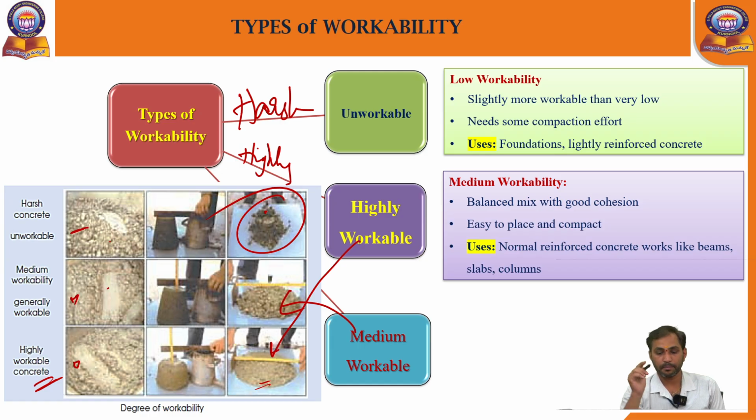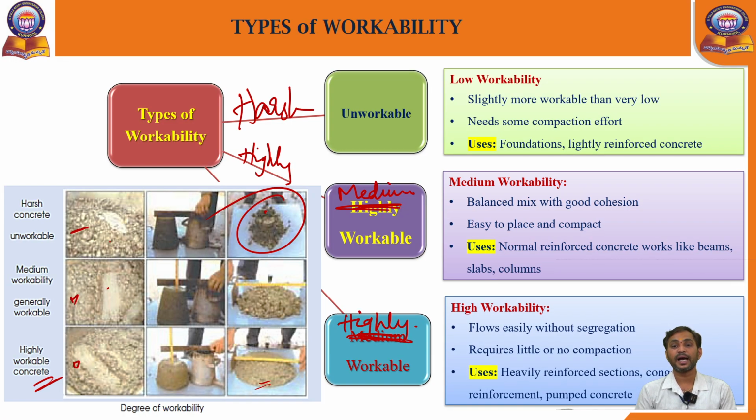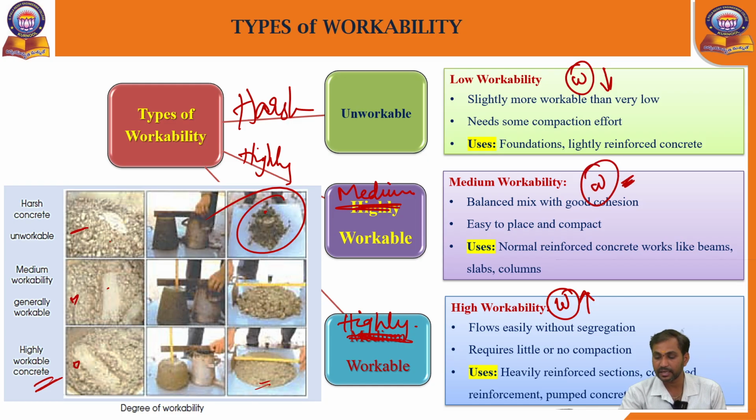Okay, next. For medium, this is not highly. For medium workable fresh concrete, it is a balanced mix with good cohesion and easy to place and compact. Mostly this medium workable concrete is used for normal reinforced concrete works like beams, slabs, columns. And coming to the highly workable nature of a fresh concrete, it flows easily without any segregation. Why? Because the water content we have taken more. Here the water content we have taken less. Here the water content we have taken in the standard form.